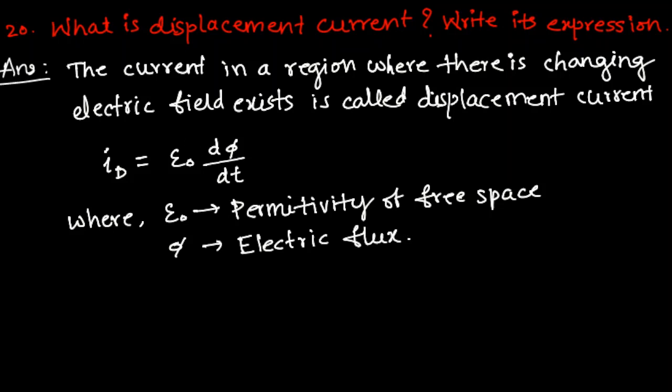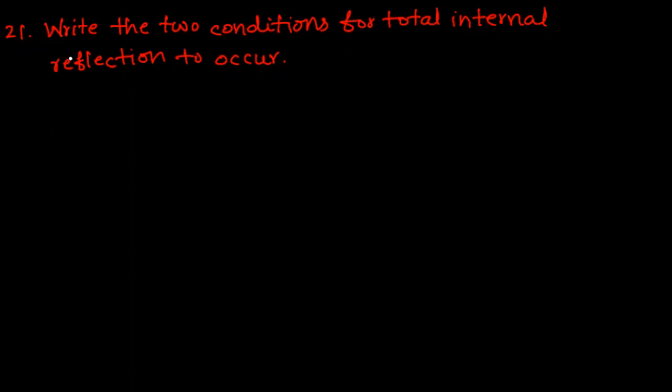Okay, now let us move to the next question. Question number 21. Write the two conditions for total internal reflection to occur. Total internal reflection means when light falls on any smooth surface, it bounces back. The bouncing back of light when it falls on a smooth surface is called reflection.